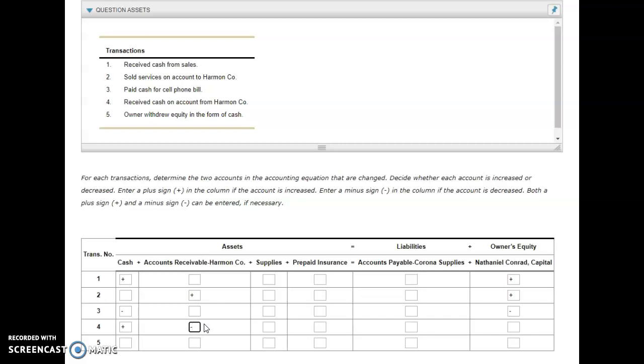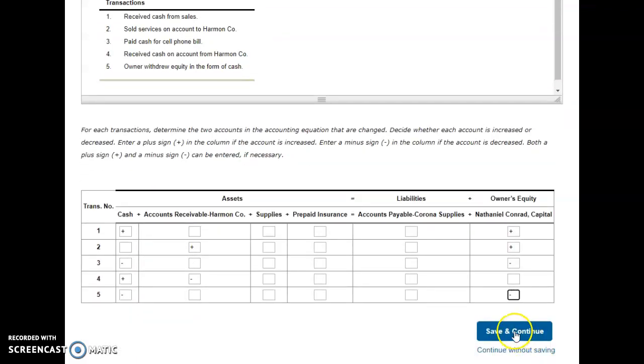And lastly, transaction 5, owner withdrew equity in the form of cash. So I know that my cash is going to go down because he took money out. And because he's taking money out, it affects his owner's equity or owner's capital account. So if there's a minus on the left side asset, there's going to be a minus on the right side owner's equity. And that's it.